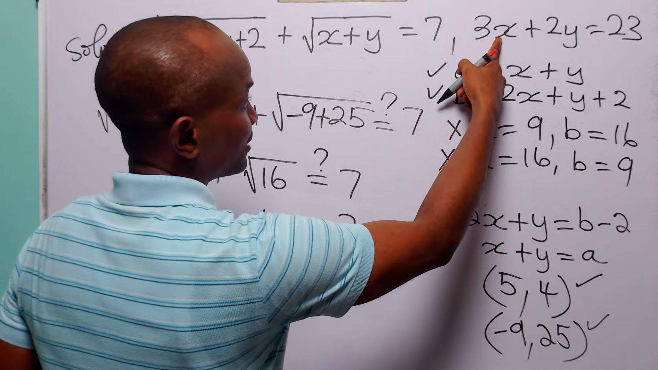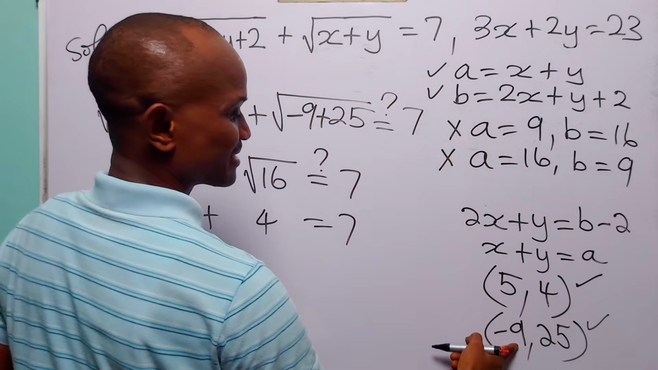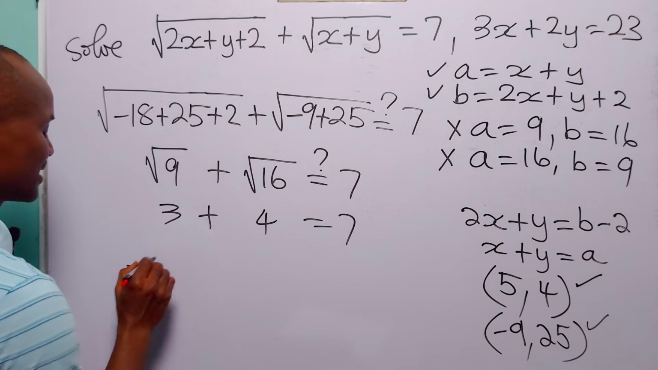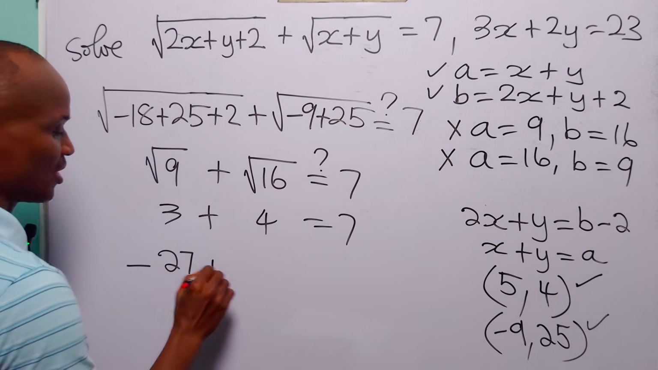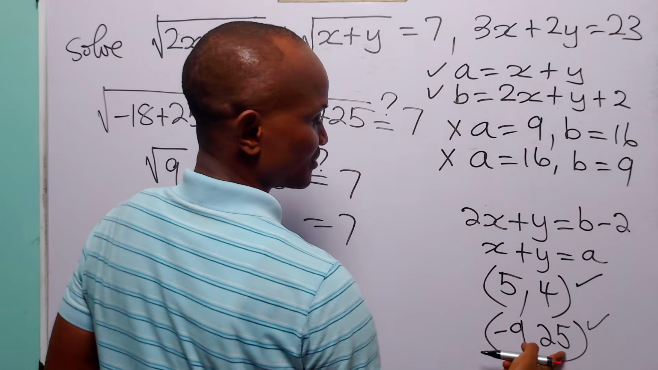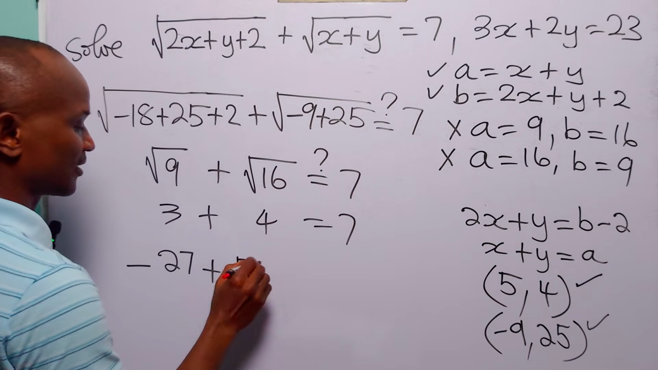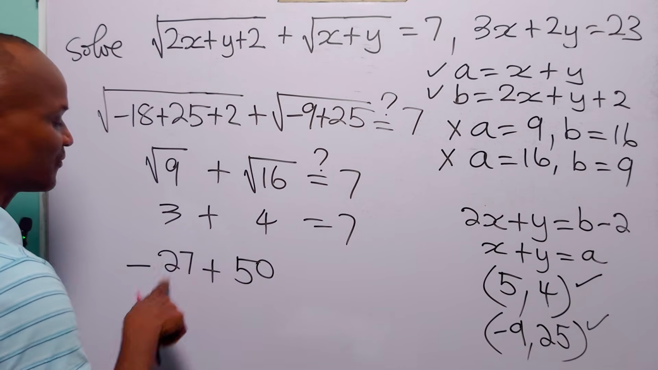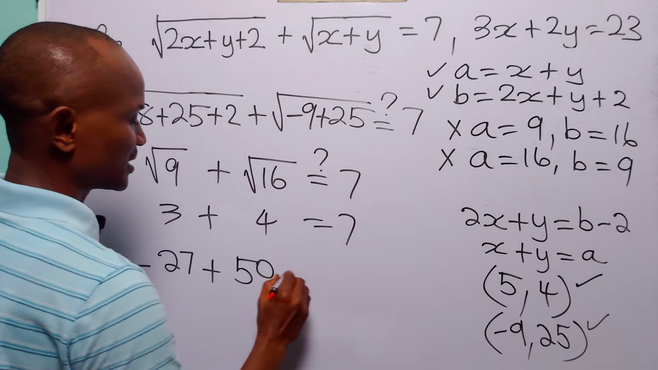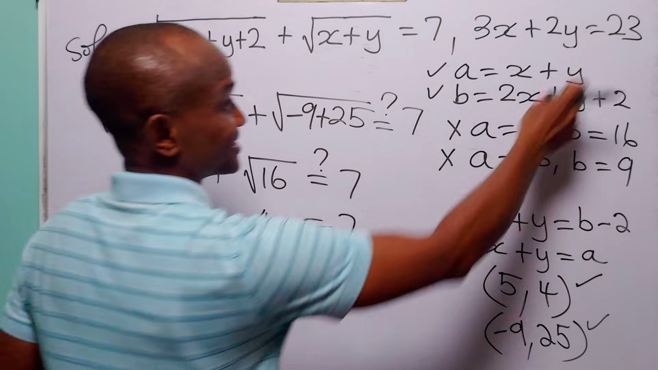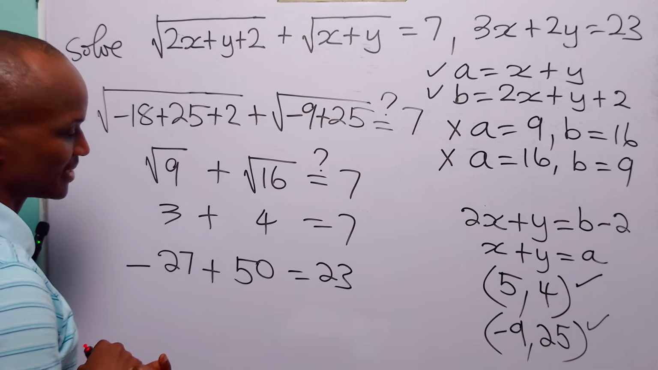Now, in the second equation, we have 3 times minus 9, that is minus 27, plus 2 times 25, which is 50. Now, 50 minus 27 is equal to 23, which is exactly what we have on the right-hand side.